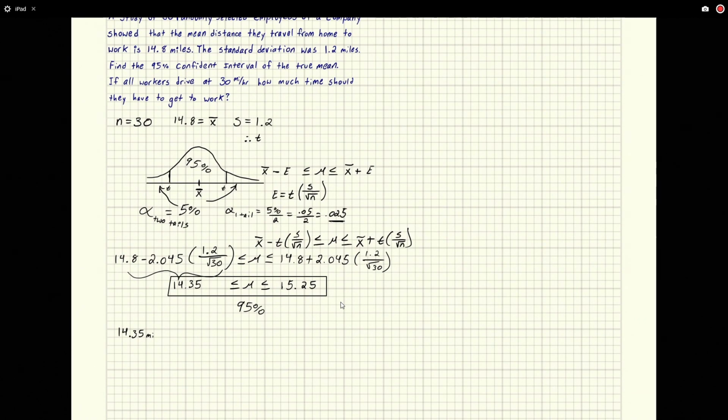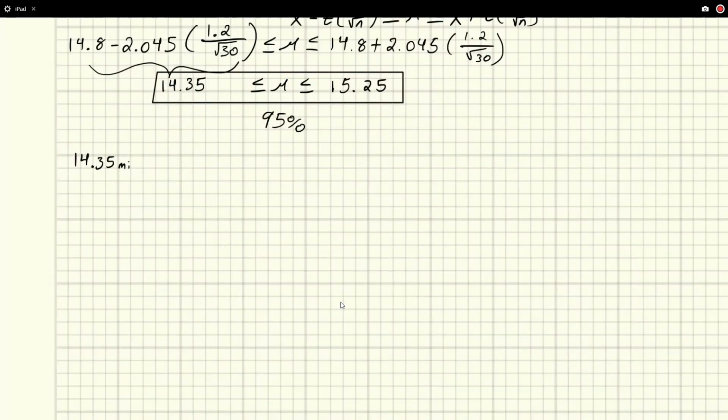We're just kind of assuming that. It's a safe assumption. It's a lower number, especially if people take the highway, they'll be a lot faster than that. So we're assuming they drive at 30 miles per hour. We want to know how long it takes.